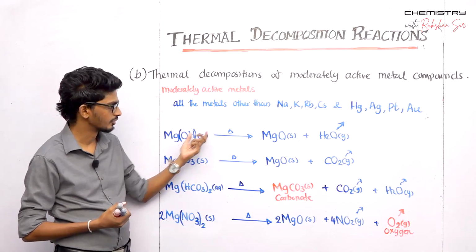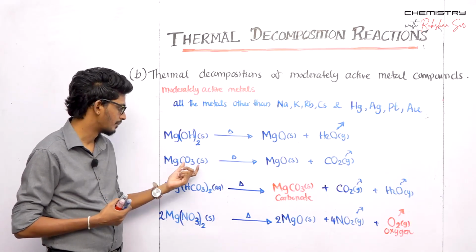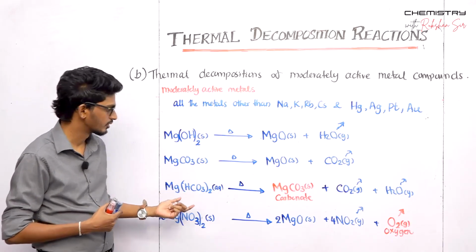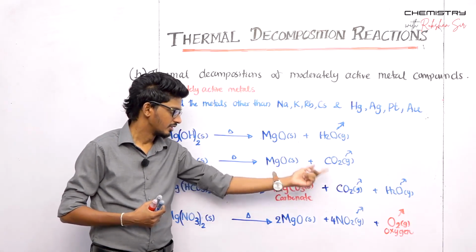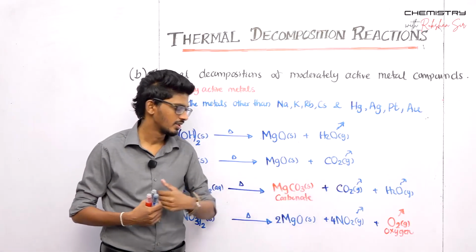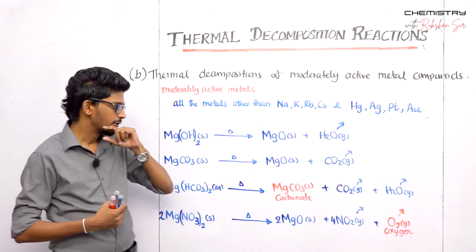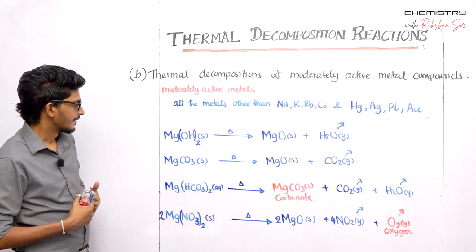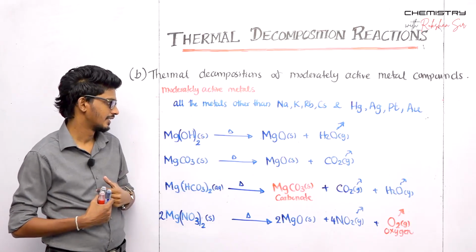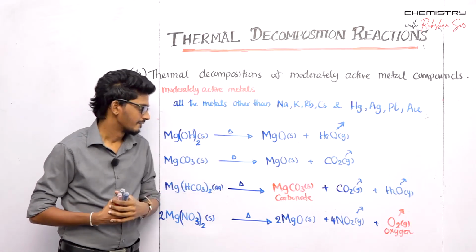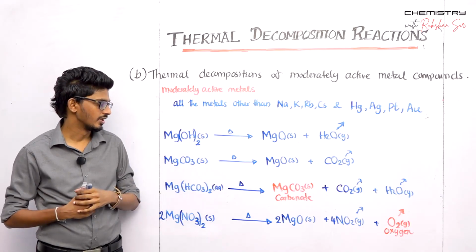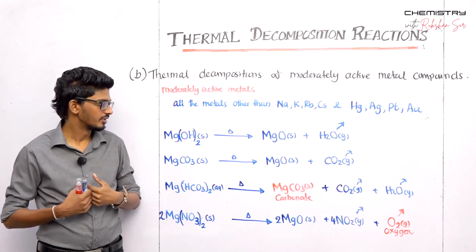Copper hydroxide will decompose to copper oxide plus H2O. Copper carbonate will decompose to copper oxide plus CO2. If you are thinking of copper bicarbonate, it will decompose to copper carbonate, CO2, and H2O. For the copper nitrate, it is copper oxide, NO2, and O2, like that, right? So all the metals other than these 8 guys will follow this trend when they are supposed to decompose. This is how the moderately active metal compounds will decompose.